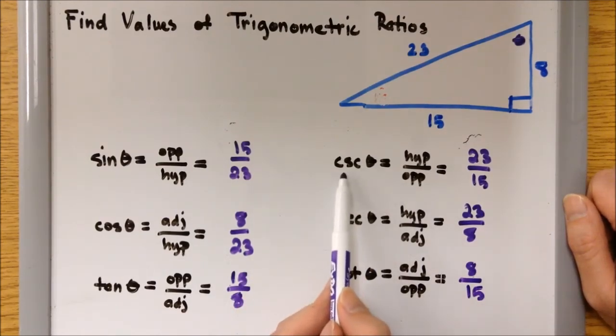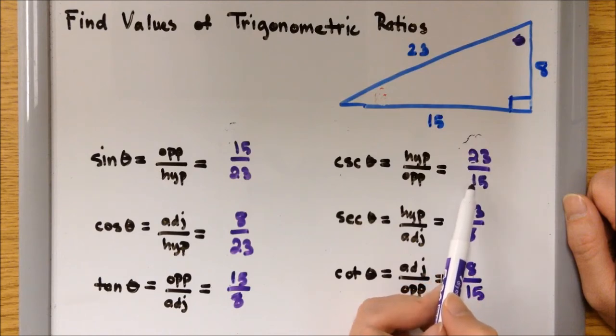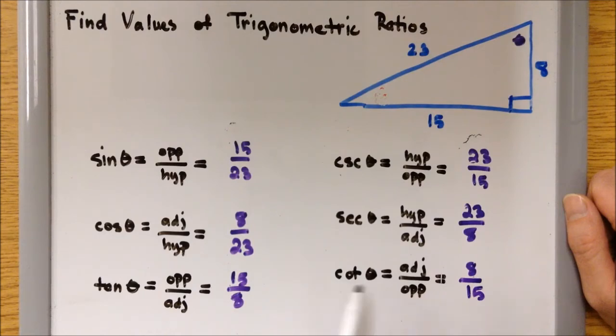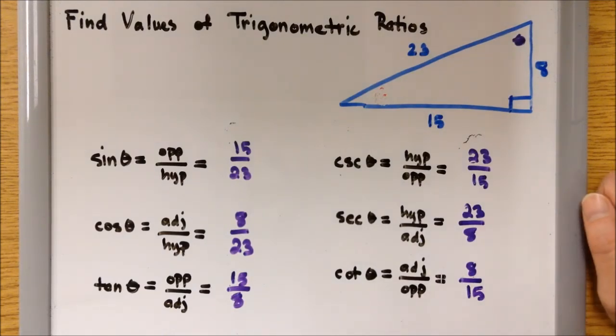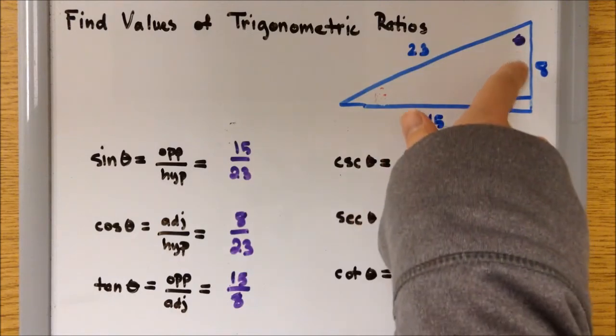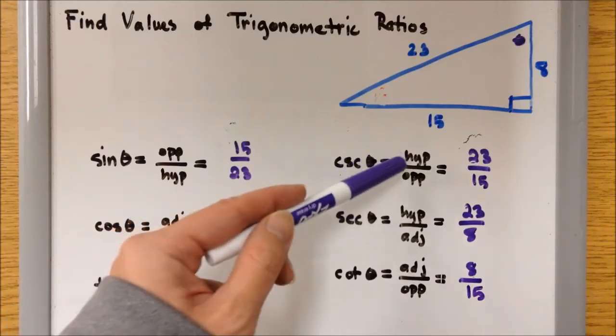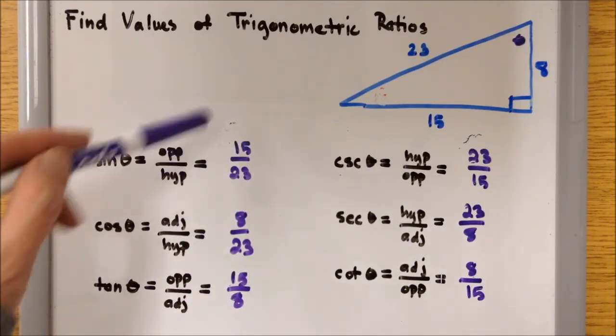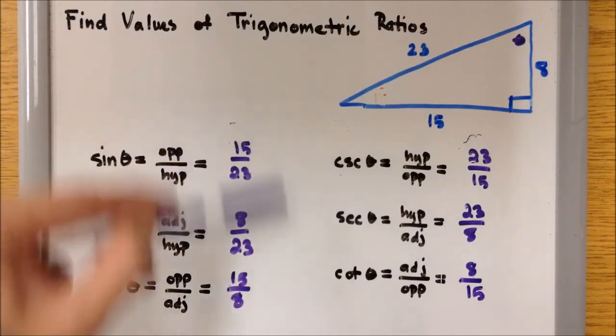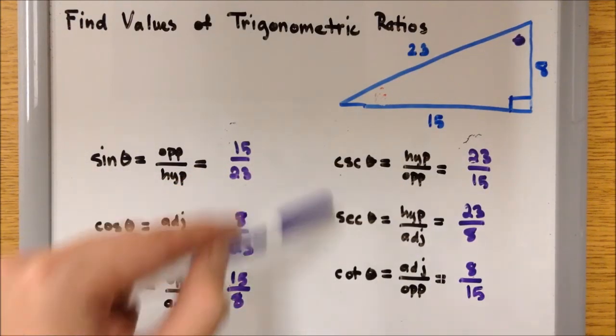Now, review. Cosecant theta is 23 over 15. Secant theta is 23 over 8. And then cotangent theta is 8 over 15. So when you're given a triangle and it's asking you to find the trig values, or trig ratios, where you have an angle in one of the two corners, all you have to do is follow the formula for sine, cosine, tangent with these three, and cosecant, secant, and cotangent with these three, and therefore you'll be able to find the six ratios, or six fractions, for all six trig functions.